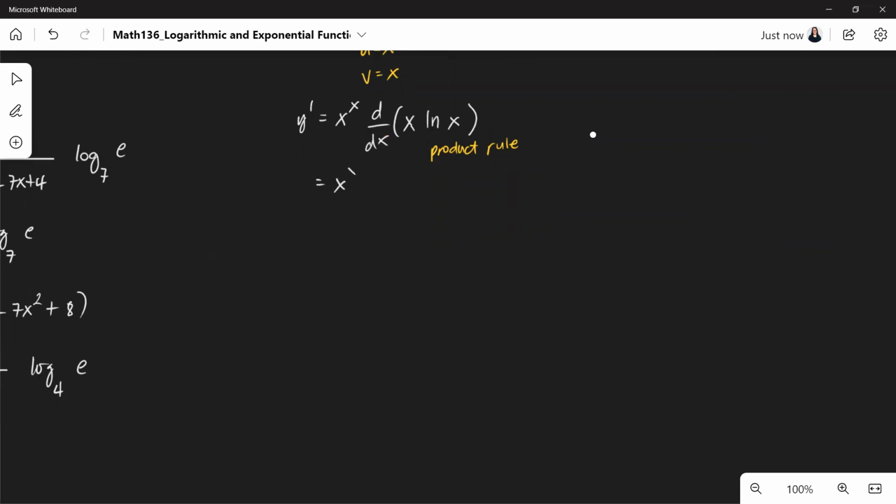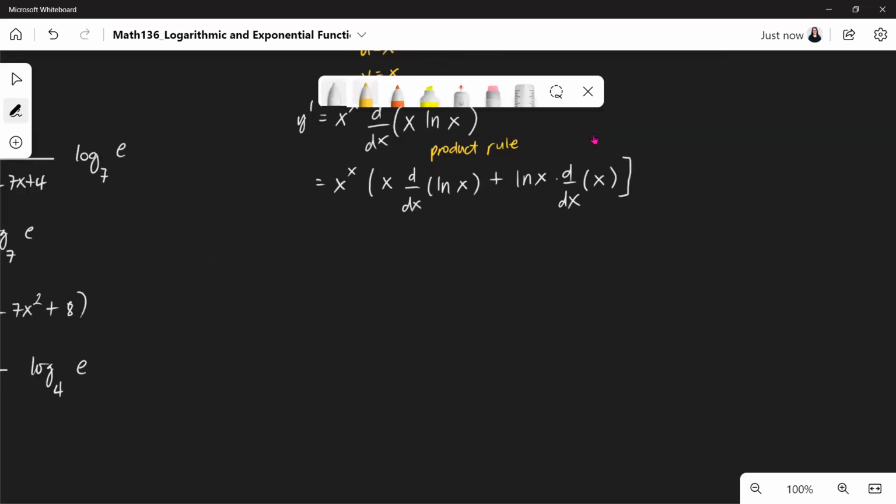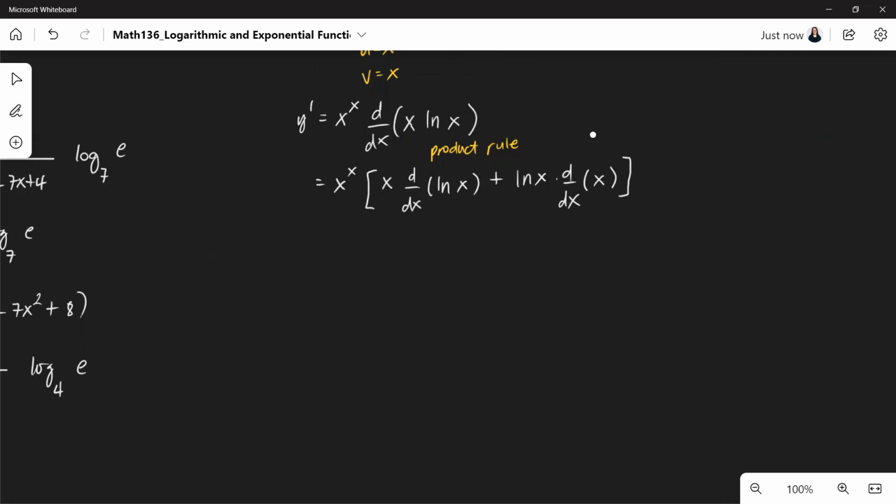So x raised to the power of x, and then using the product rule, right, we copy the first function and then multiply it with the derivative of the second function. So meaning multiply it with the derivative of ln x. And then plus copy the second function and then multiply it with the derivative of the first function, meaning the derivative of x. So let me replace this with a bracket. Okay, the middle or the inner grouping symbol is parenthesis. The outer symbol is bracket.